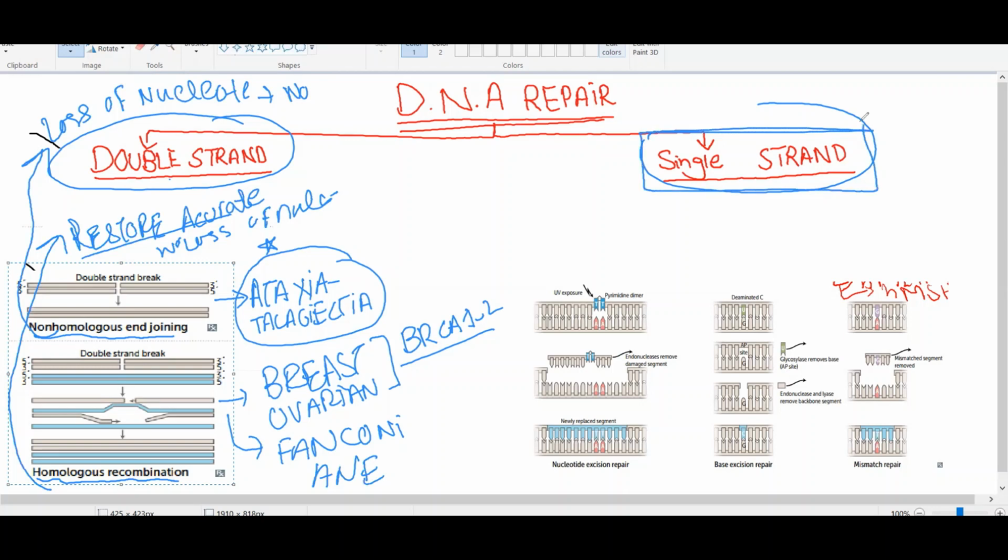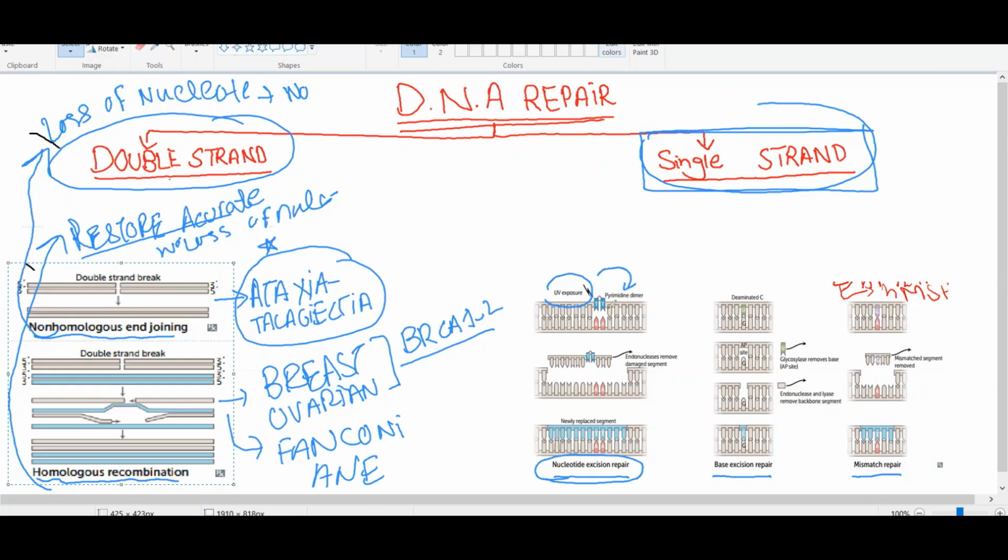In single strand DNA repair, there are three types. One is nucleotide excision repair, second one is base excision repair, and third one is mismatch repair. So what happens in nucleotide excision repair? In nucleotide excision repair, UV exposure leads to the formation of the pyrimidine dimer.